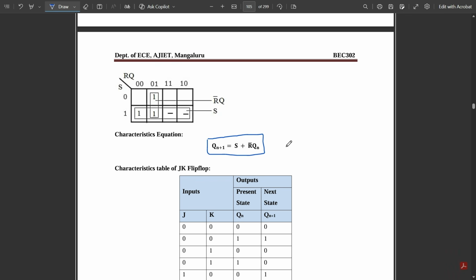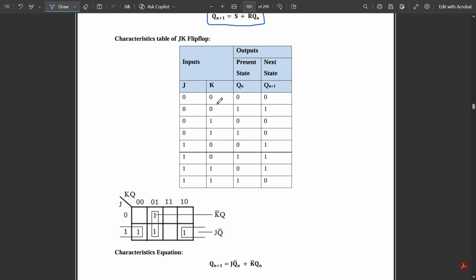Okay, so this is the characteristic equation of an SR flip-flop. Similarly, now for the JK flip-flop, this is the table form and the equation form. Let us see how it is. So here again, a pair of 4, 00, 01, 10, 11 for each present state inputs here.